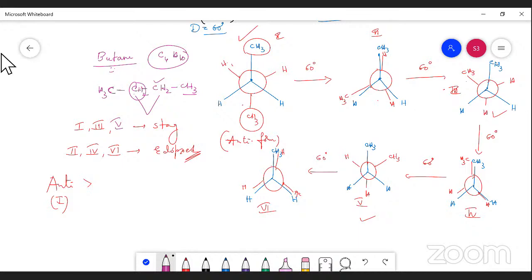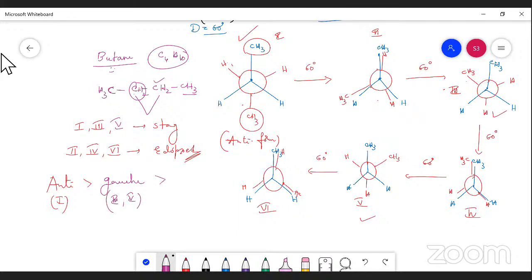Next, 3 and 5. In the third structure and the fifth structure, the dihedral angle is 60 degrees, and the 2 methyl groups are separated by a 60 degree dihedral angle. They are not very close, and those 2 structures we call Gauche structures.